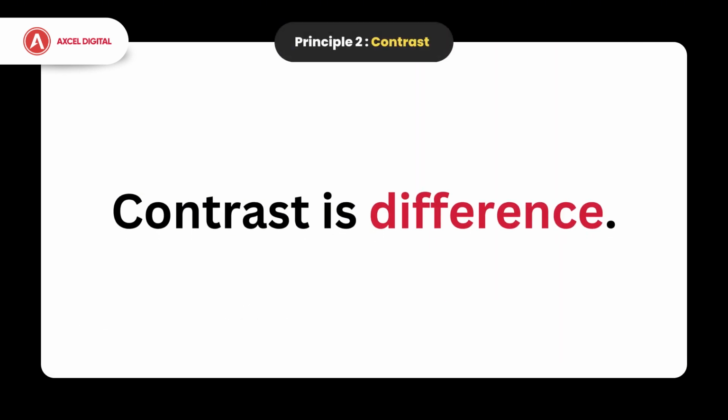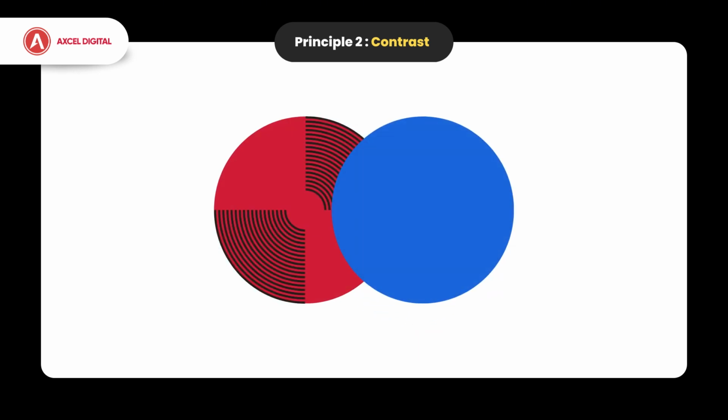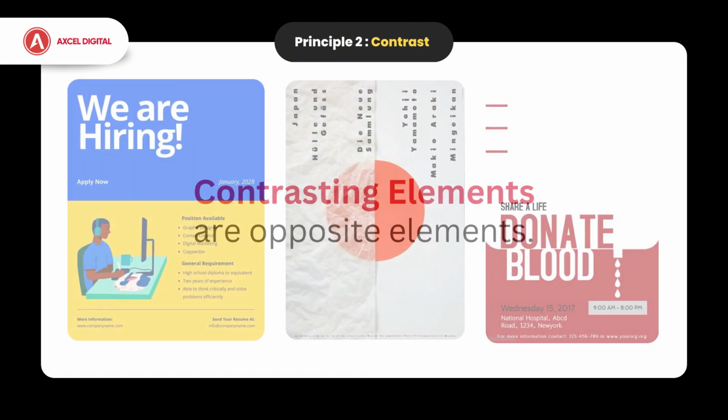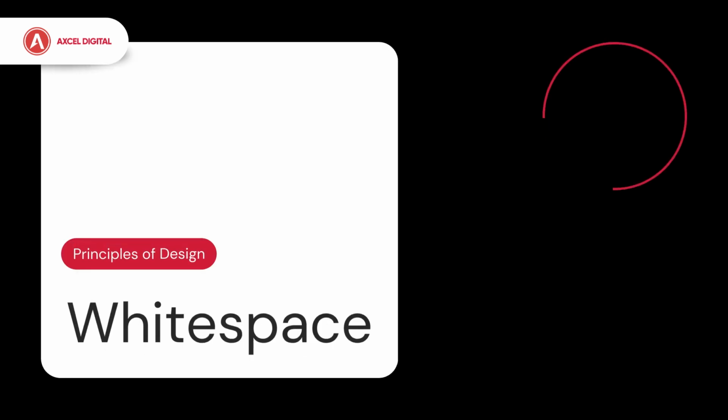Contrast is difference. It can be the difference between red and blue, pattern and plain, big and small. Contrasting elements are opposite elements. They make our designs interesting and are used to add emphasis. Color, texture, and lines are a few elements that help us build contrast.